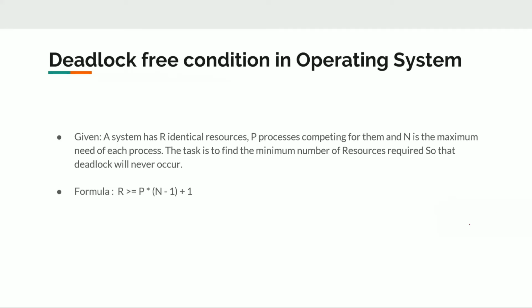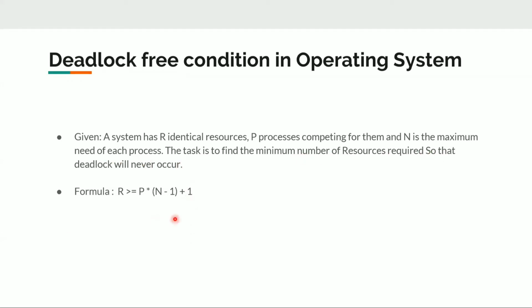And P processes are competing for them, and n is the maximum need of each process. So P processes are competing to get access, and there are n maximum need of each process. We are considering that the maximum need of each process is also the same for a particular resource. So the task is to find the minimum number of resources required so that deadlock will never occur.